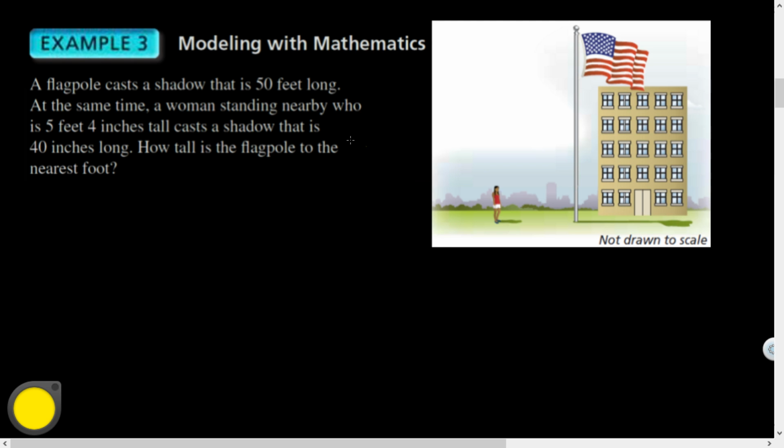So here we go. It says, a flagpole casts a shadow that is 50 feet long. So here, this shadow is 50 feet long. A woman standing nearby who is 5 foot 4 inches tall casts a shadow that is 40 inches long. And hey, wait, that's kind of like a triangle. And the question is, how tall is the flagpole?